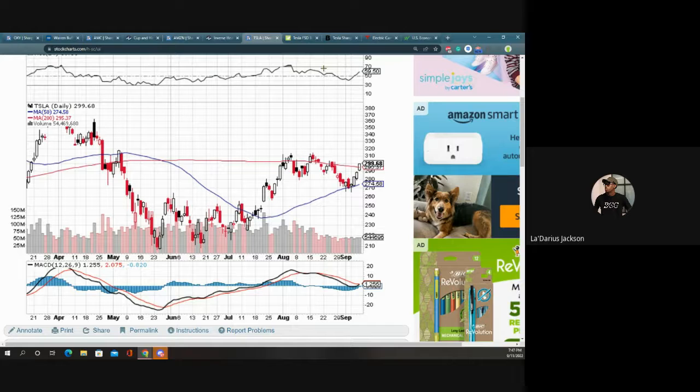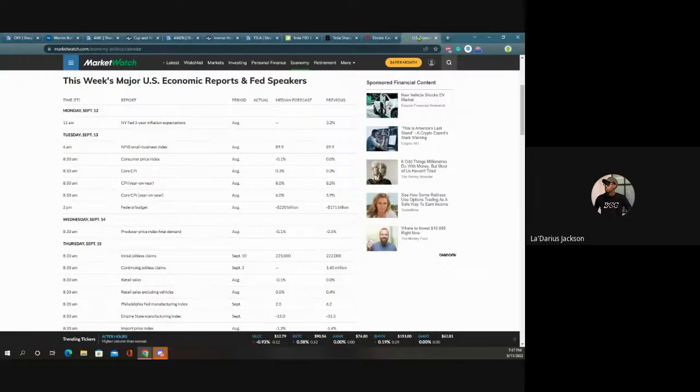Do I have any questions about the CPI data or this economic calendar? Matter of fact, let me give you this calendar link. The calendar link is in the chat. All right, no questions about the CPI data.